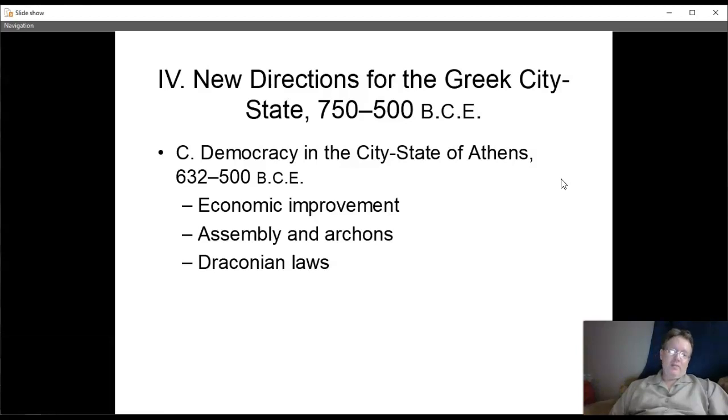Why did he do this? And why did the assembly approve it? The assembly approved it, which was primarily the elite upper class, because they feared a poor uprising. They were in harsh economic times. Basically, Athens entered a depression. And so they believed anytime this happens, there's always a fear of the poor uprising.